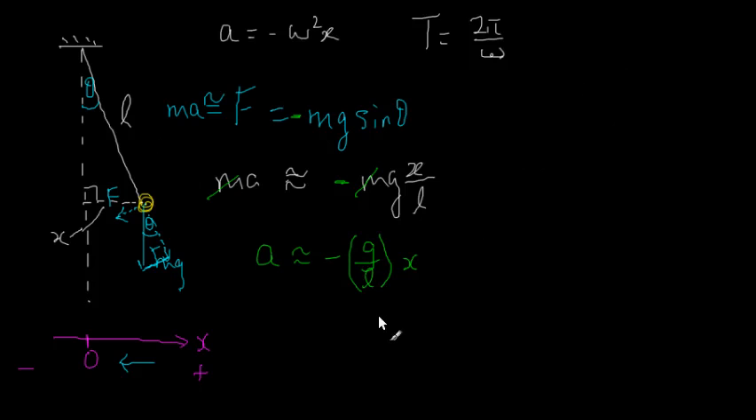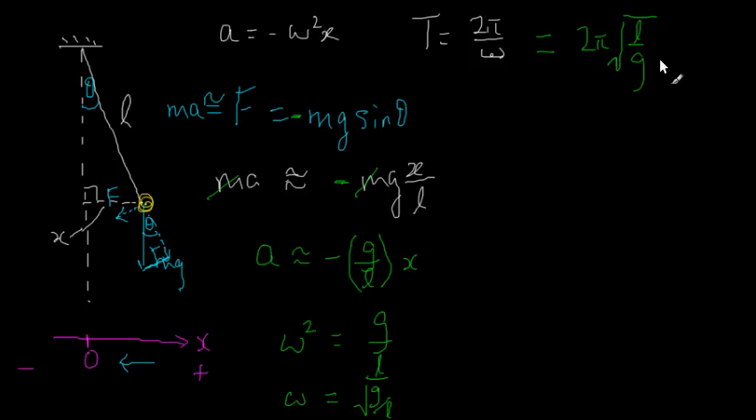So therefore, omega squared is equal to g over L by comparing the two, and omega is equal to the square root of g over L. Now if I substitute it into this expression, I would be able to find a formula for T. So 2 pi divided by omega. That would become upside down, L over g, the square root of L over g. So there we are.